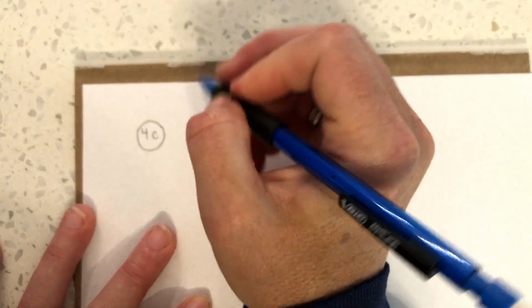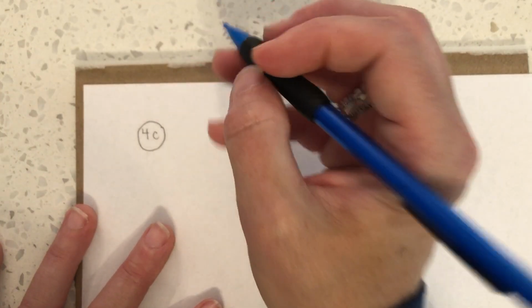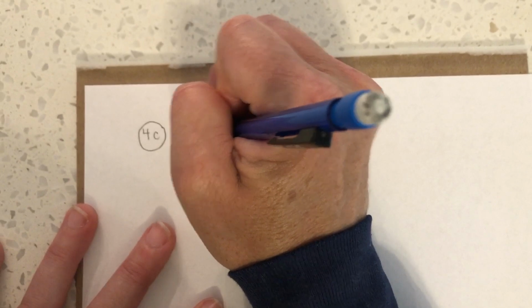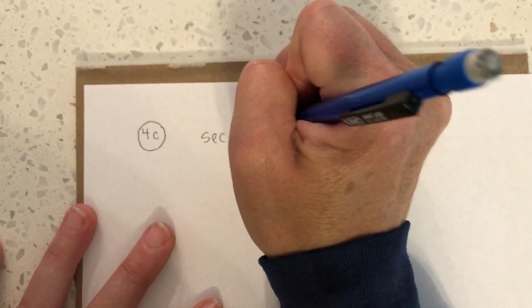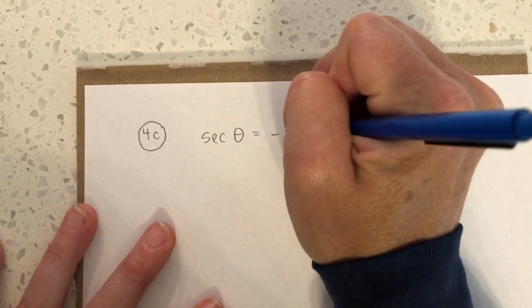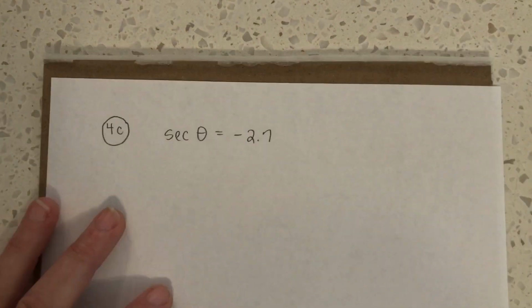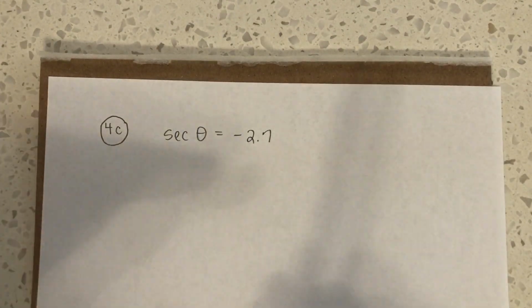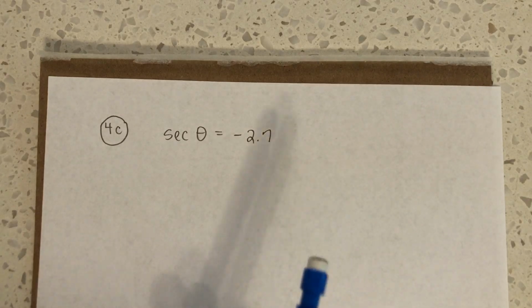What if they asked you to solve for theta between 0 and 2 pi? If it said secant theta equals negative 2.7, okay, well, your first goal would be to get secant theta by itself, and it is. You're good there.